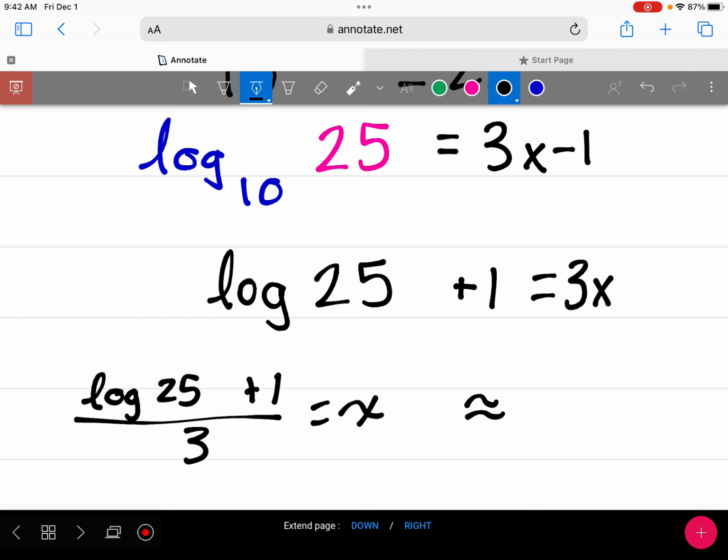Yes, because log base 10 is the common log. Log base e turns into the natural log. Log base 10 is common log. So what's our approximate decimal answer? 0.799.